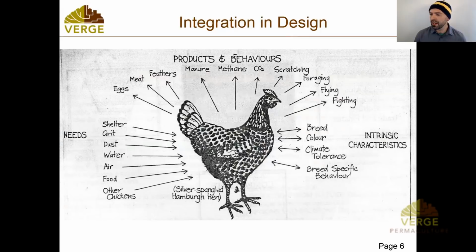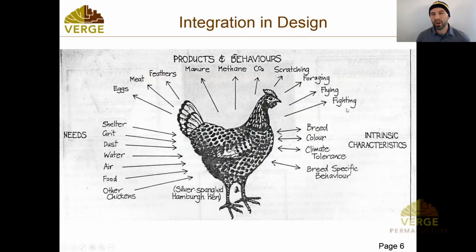The chicken here has specific needs, and there's shelter, so it needs a place to live. Grit, so chickens don't have teeth. They've got a crop and a gizzard to help crush their food. It needs dust because it dust bathes. It needs water, air, food, and other chickens. It produces eggs, meat, feathers, manure, methane, CO2, scratching, foraging, flying, and fighting.